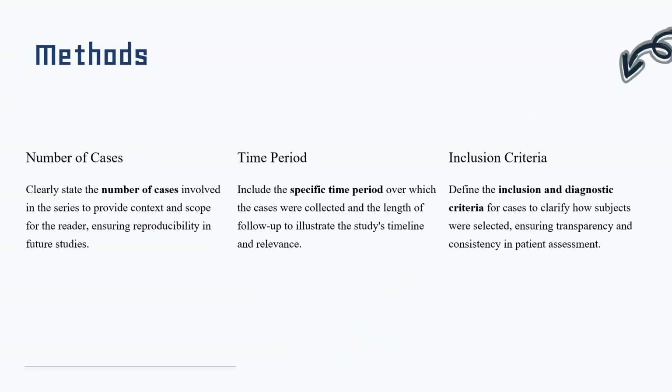Coming to methods, methods are not generally required in case reports, but you may need to write methods in case series, like mentioning the number of cases that you have included, providing the context and scope for the reader, ensuring reproducibility in future studies, the time period, that is the specific time period over which the cases were followed, and inclusion criteria and diagnostic criteria. A brief mention of this will help the readers understand how many patients you have included in the particular case series.